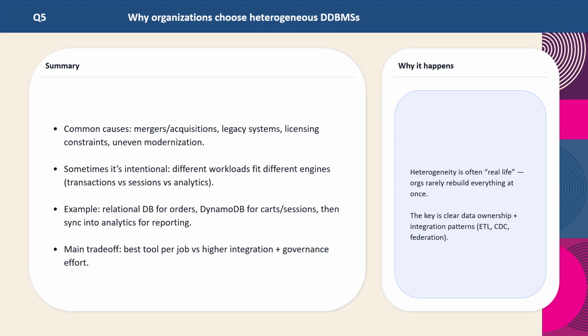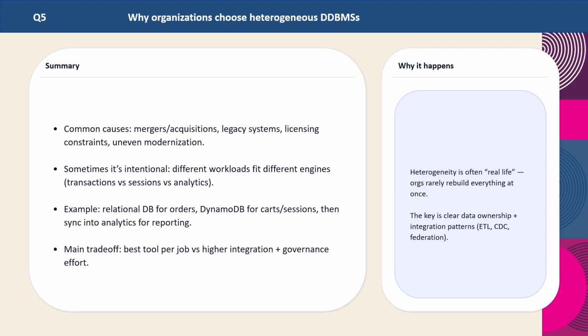The next slide, which is question number 5, is why heterogeneous systems happen, or why organizations choose heterogeneous distributed databases. Most of the time, it's real-life mergers, old legacy systems, licensing limits, or modernization. Companies rarely rebuild everything at once. So sometimes it's intentional because different workloads fit different databases better.